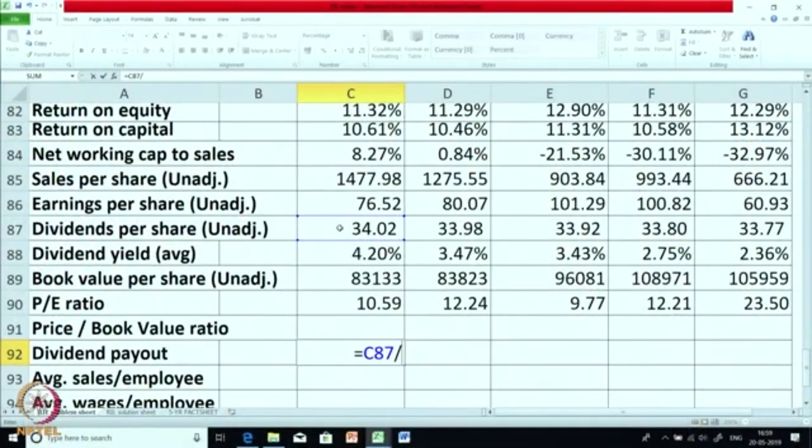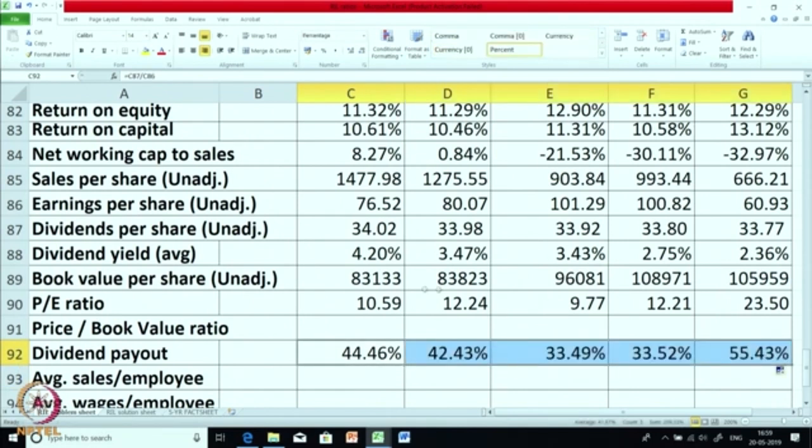So DPS divided by EPS. So 44.46% is a dividend payout. You can see it has slightly gone up, which shows that more percentage is now being paid as a dividend out of the available profits to the equity owners.